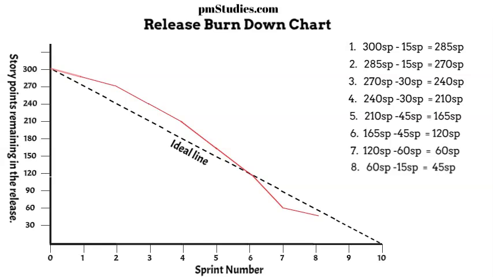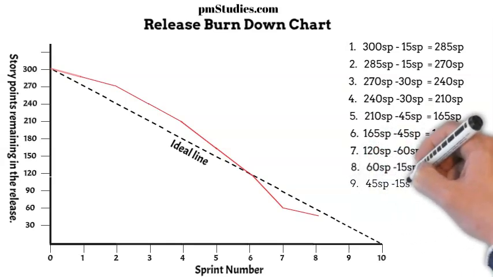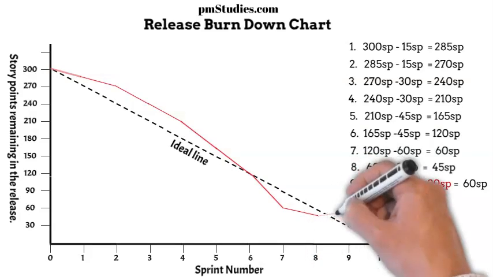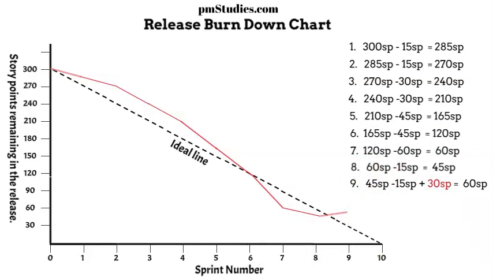In our simulation, new work estimated at 30 story points needs to be added to the release. On sprint 9, the team completes 15 story points. Because of the new work, 30 points need to be added. The actual line moves above the ideal line. This indicates a delay.